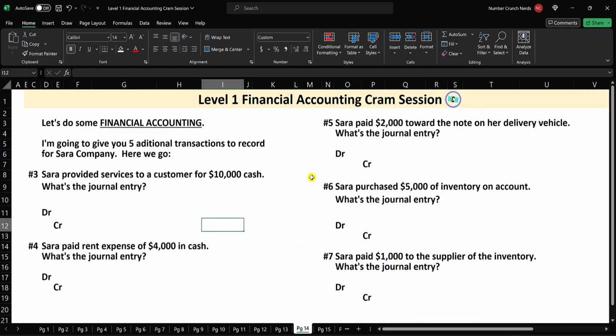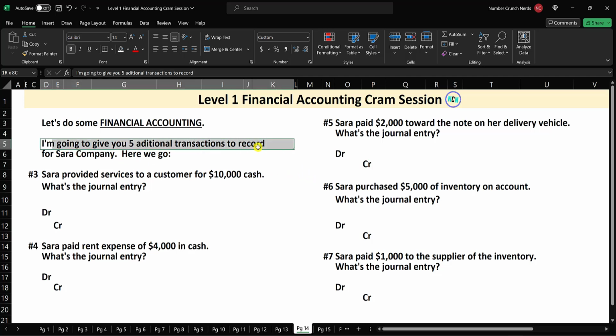All right, let's do some financial accounting. I am going to give you five additional transactions to record for Sarah Company. Here we go. Sarah provided services to a customer for $10,000 in cash. What is the journal entry? So, what are the two sides of this transaction? She provided services. That's the first side. That's what she gave. And what did she receive? She received $10,000 in cash.